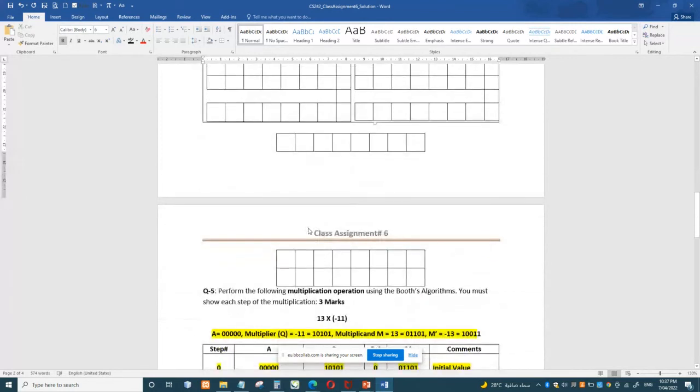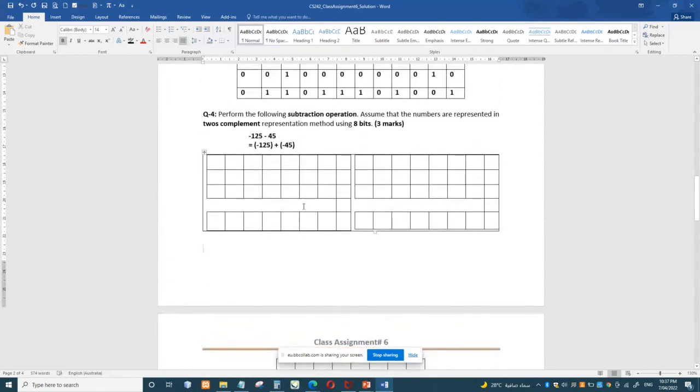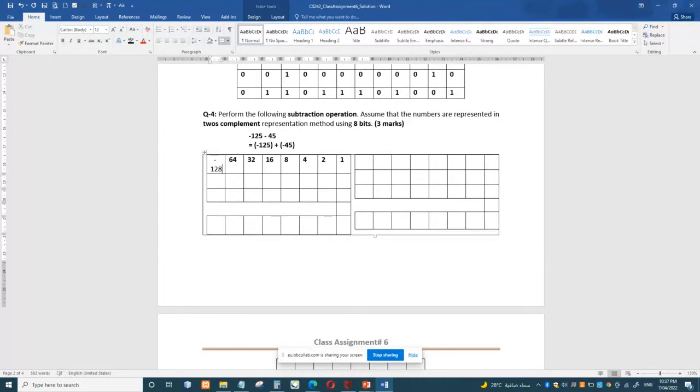We need to go here. So minus 125. In order to represent that, we need to put the positional values 1, then 2, then 4, then 8, then 16, then 32, then 64, then minus 128.